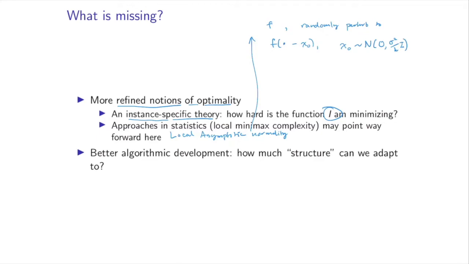Second question is basically better algorithmic development. Can we adapt to different structures, quote unquote, in our optimization problems? They're not going to be worst case. They're going to have some structures within them. What building blocks and structures are there within optimization for us to actually use? Because we're not just solving arbitrary non-convex problems, we're solving structured non-convex problems. And there are going to be structures we can leverage.